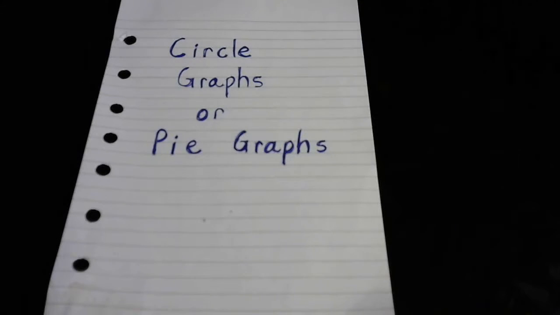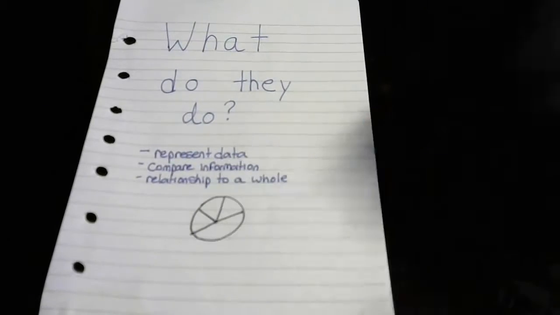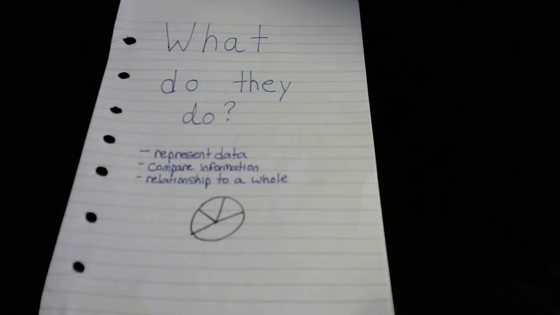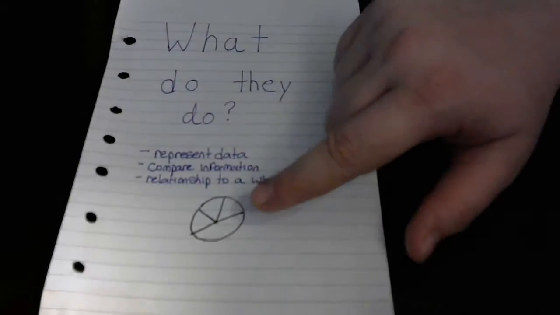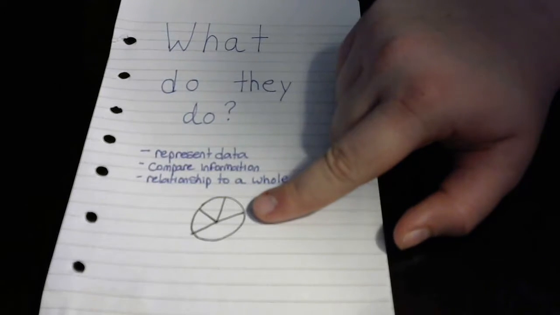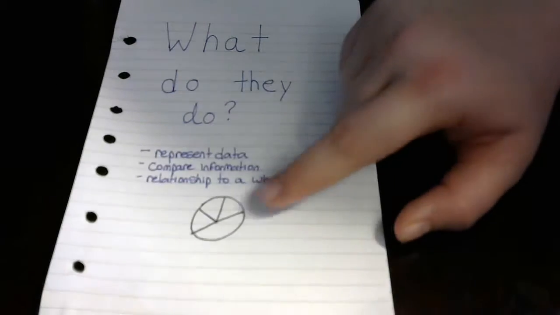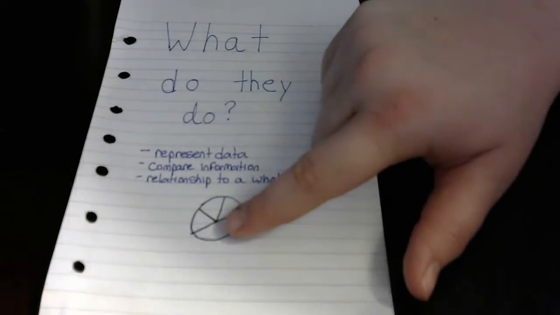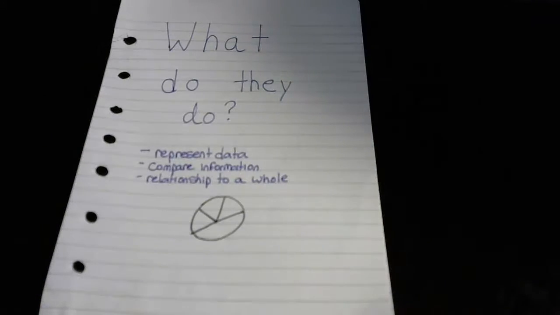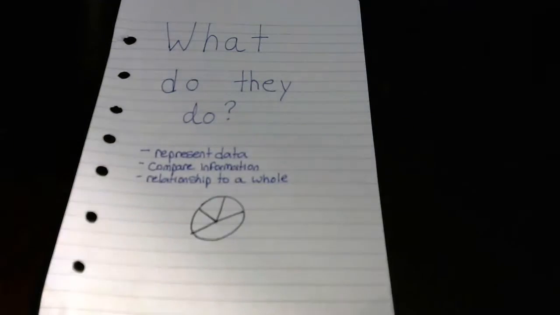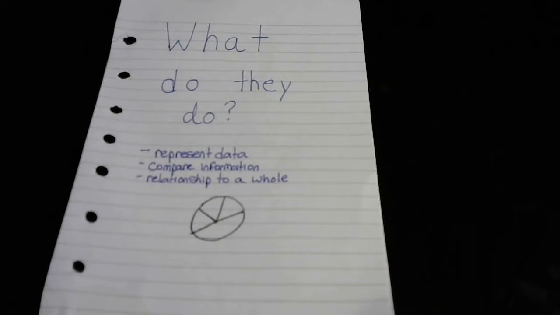Hi guys, today we're going to be learning about circle graphs, which can also be called pie graphs, so you can hear it either way. They represent data, they compare information, they show relationships to a whole, and down here I just drew you a little example. You can see that it's always in a circle and there are always little sections. These sections can be colored in, they can have symbols, or have words written in them to represent what each section means.